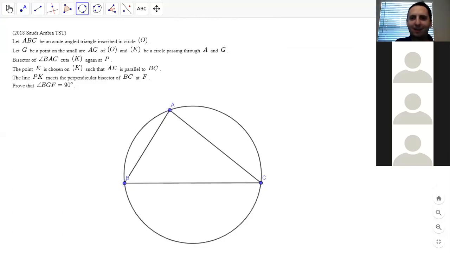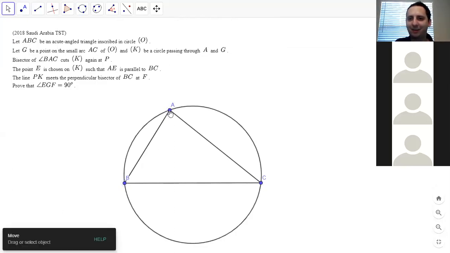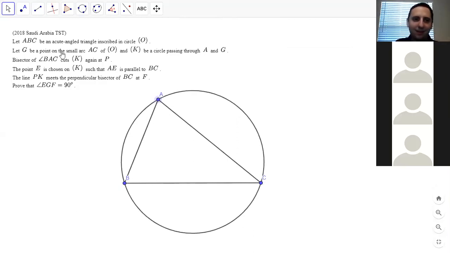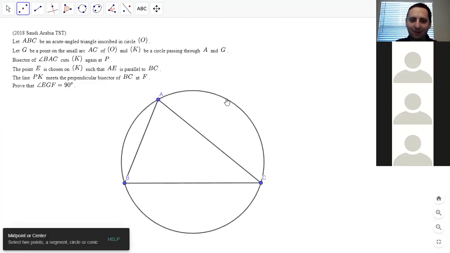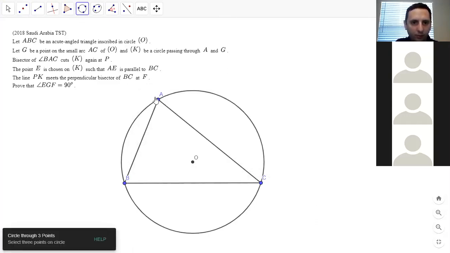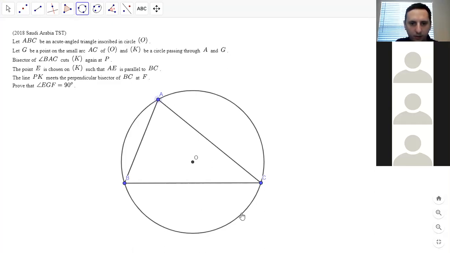I feel like sometimes when I get stuck, I like to solve an easier problem and then go back, just because it helps my brain work better. So, we have a circle passing through A and G, where G is some other point here.